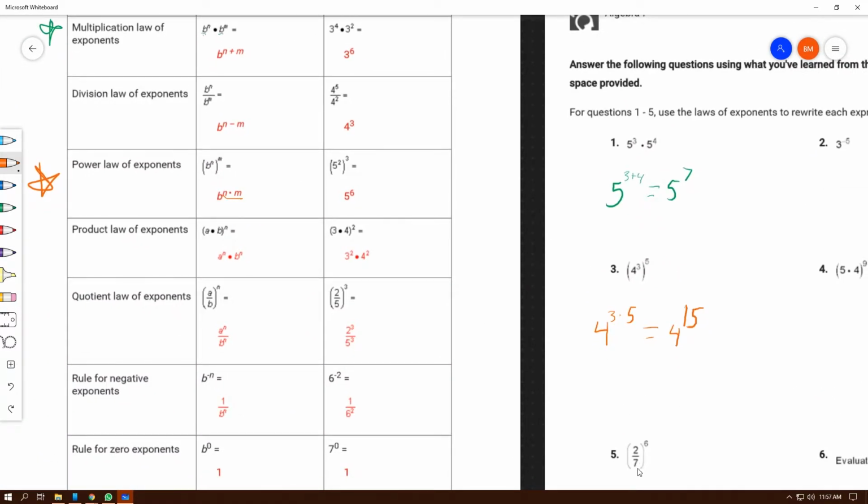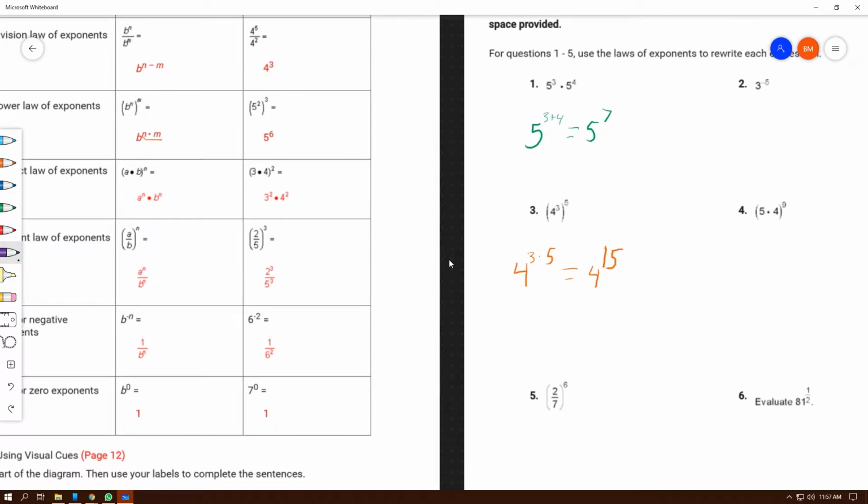All right. Doing number 5, and we have now a division problem or a fraction with an exponent. Well, I have a quotient law of exponents. And what that tells me is that if I have a fraction and have an exponent outside of the parentheses of the fraction, I can go ahead and distribute the exponent to the numerator and the denominator. So it would be 2 to the 6th power over 7 to the 6th power.